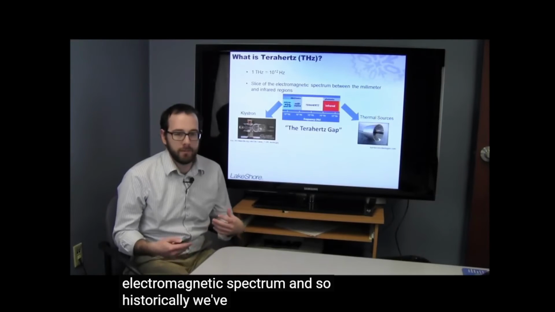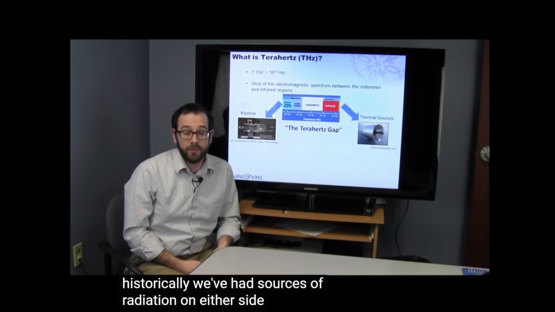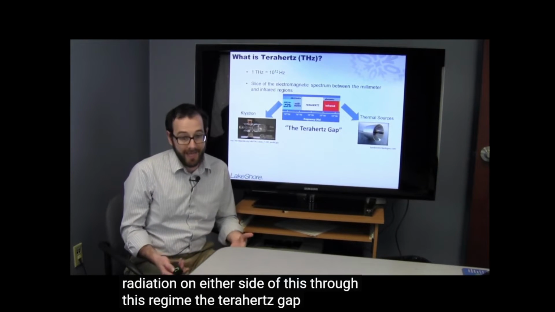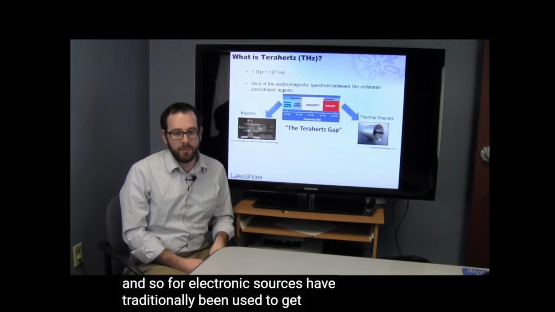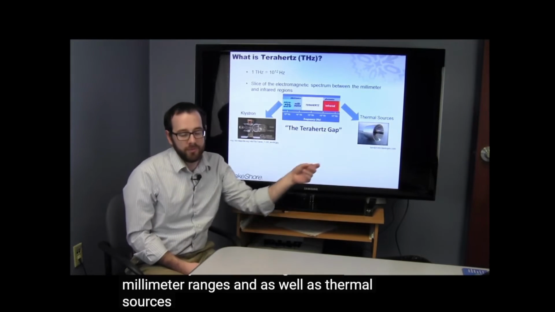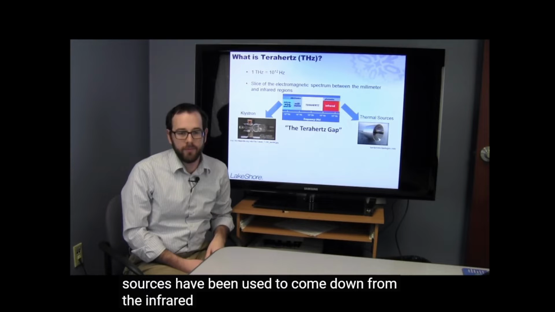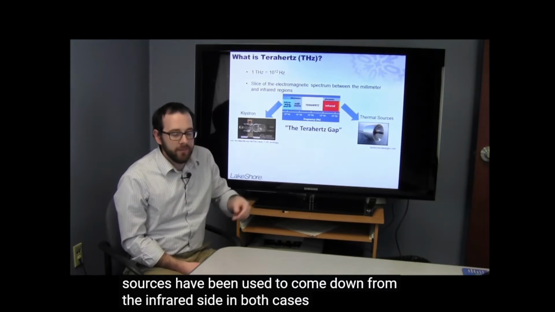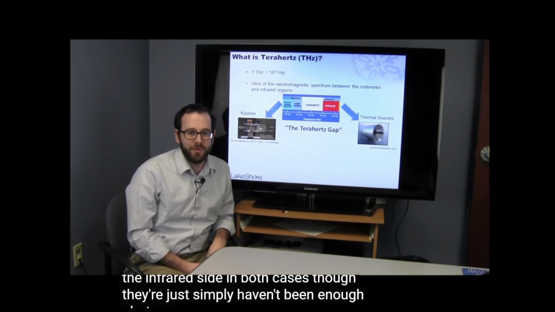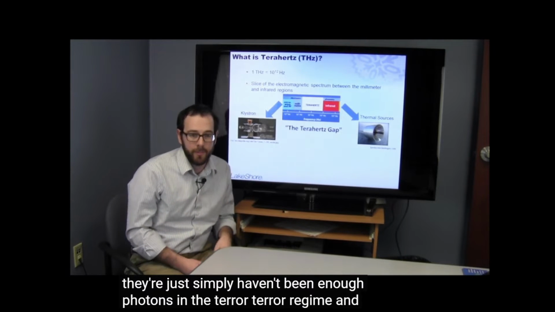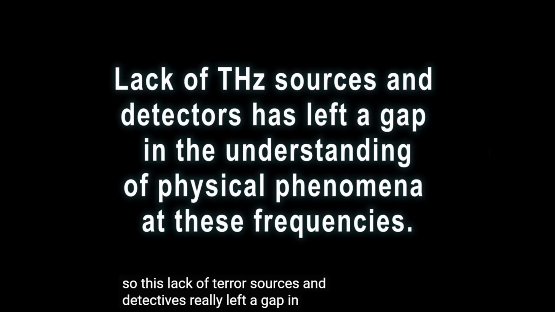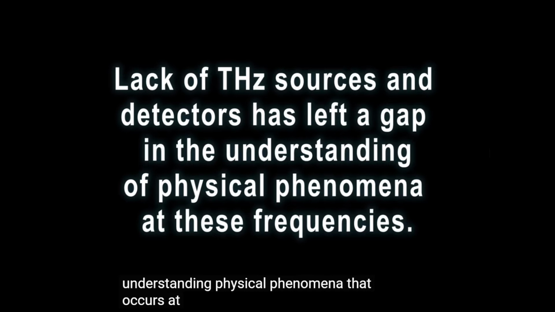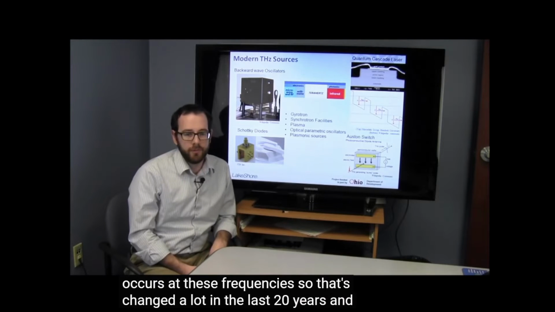Historically, we've had sources of radiation on either side of this regime, the terahertz gap, so to say. Electronic sources have traditionally been used to get to the millimeter ranges, and thermal sources have been used to come down from the infrared side. In both cases, though, there simply haven't been enough photons in the terahertz regime. This lack of terahertz sources and detectors left a gap in our understanding of physical phenomena that occur at these frequencies.